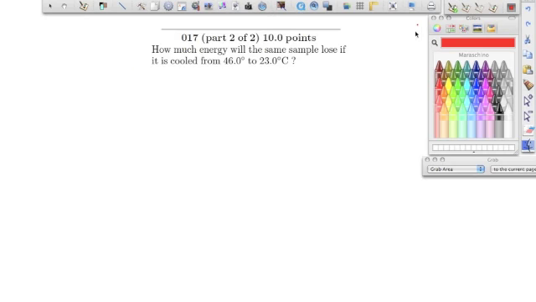Okay, moving on to number 17. Now in number 17, it's part 2 of 2, so we're going to be using some of 16's answers in number 17. And it says, how much energy will the same sample lose if it's cooled from 46 to 23? Now, what we have here is our equation Q equals MC delta T, because I'm searching for energy, and energy is Q, so it's already set up for me. So the only thing that I need is a mass, a specific heat, and a change in temperature.